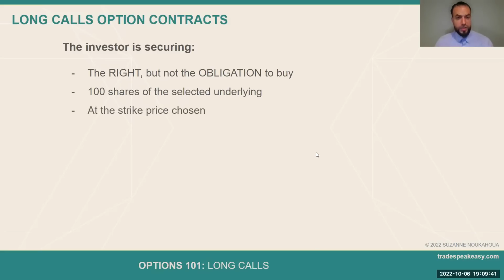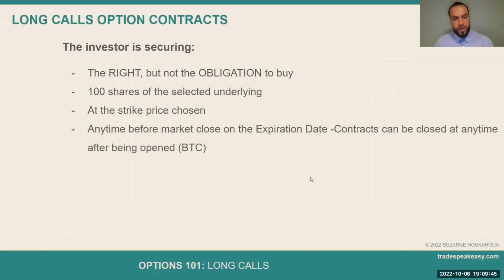All right, so it's 100 shares of the selected underlying at the strike price chosen. And it can be any time before market close on the expiration date. Contracts can be closed after being opened. And so we would buy to open, BTO, and then the abbreviation is STC, sell to close. I put BTC there, which was a misprint by me. It should say STC, sell to close.